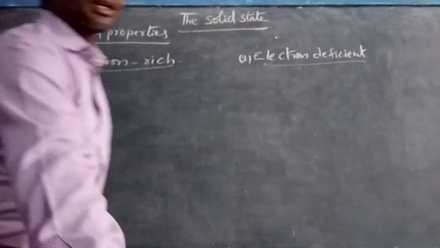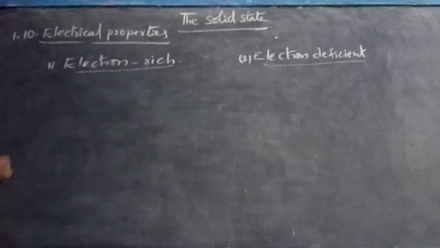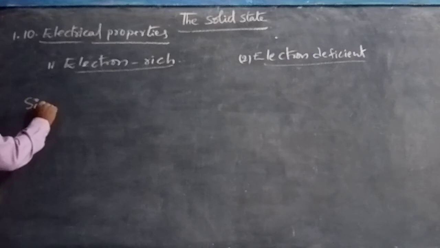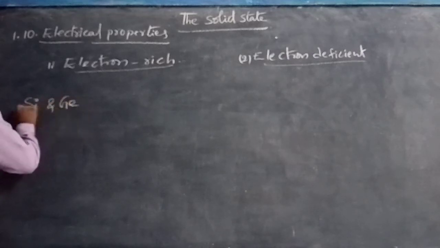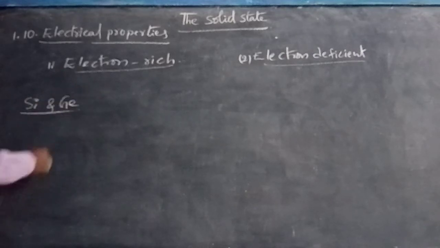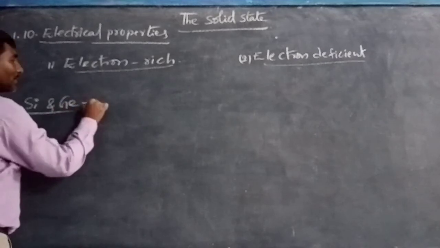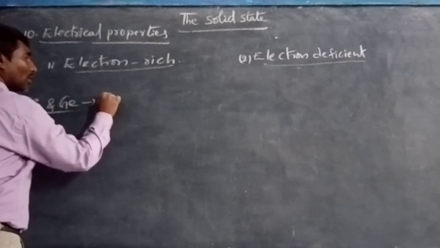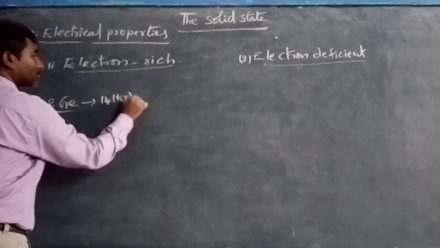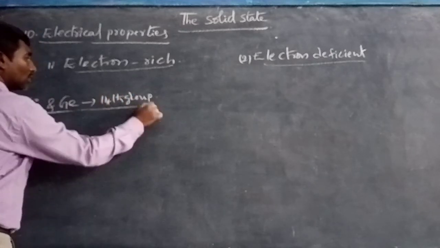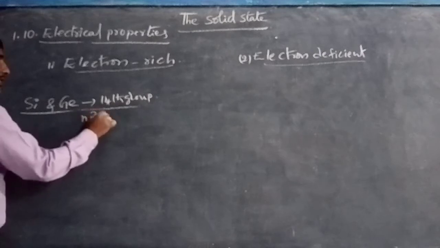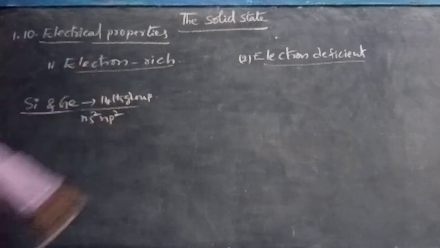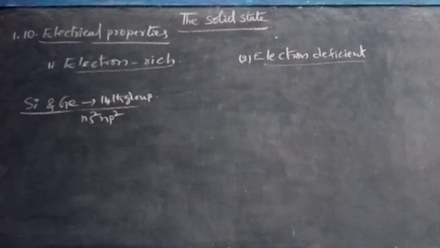Generally, we observe semiconductors. What are the semiconductors? Silicon and germanium. Which group? The 14th group. So the outermost electron configuration is ns2 np2. Let us observe the structure of silicon.